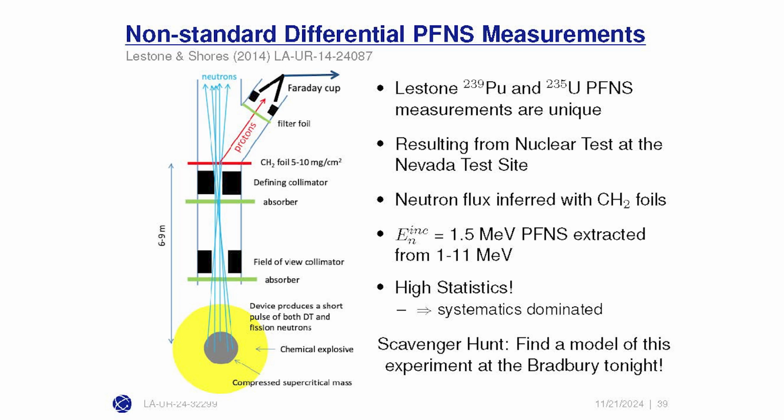Lestone and Shores measured the PFNS for U5 and Pu9 at an average incident energy of 1.5 MeV. And these two measurements form really a good basis for our understanding of these two PFNS distributions for those two nuclei still to this day, because of how high statistics they are and how well we think we understand the experiment.